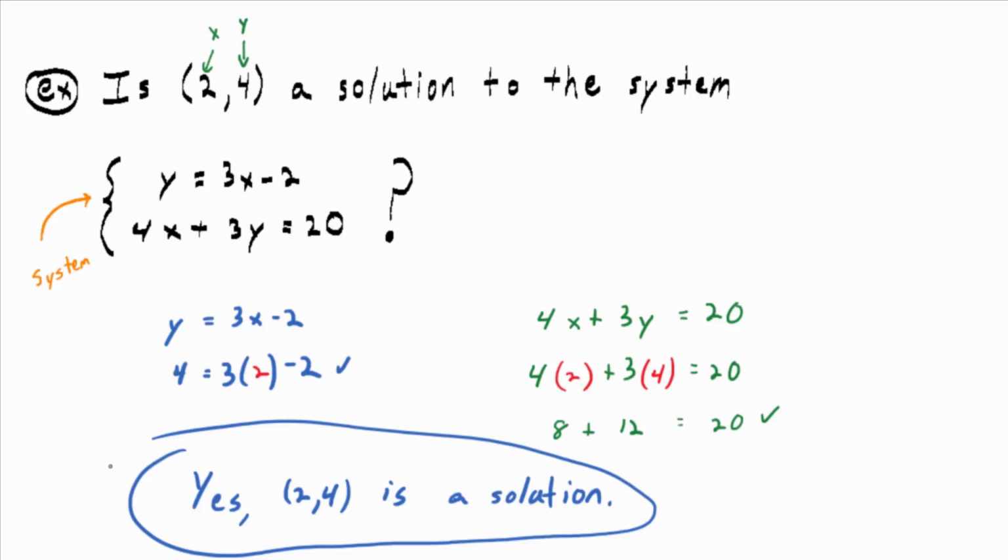What does that mean graphically? If you were to graph both of these equations, what would be special about the point (2, 4)? It would be the point of intersection. It would be on both graphs, which means it's the point of intersection, right? And that gives us a way to solve systems of two equations, two unknowns.